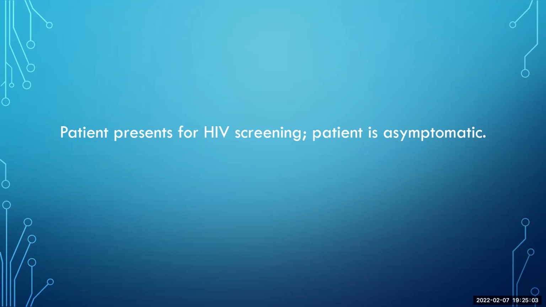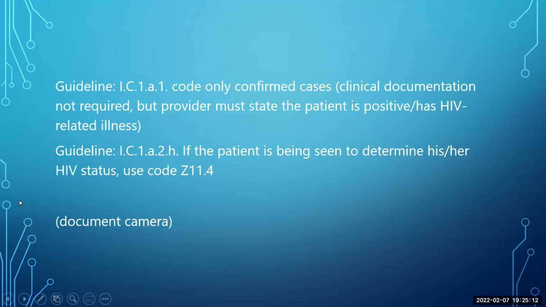All we know, they're there for the screening and they do not have any symptoms that would lead a physician to believe they already have HIV. So these are the two guidelines that are really going to help us code this effectively. There are others as well, but these two are going to be particularly helpful for us. Guideline 1C1A1, don't worry, we will look at it, states code only confirmed cases of HIV.